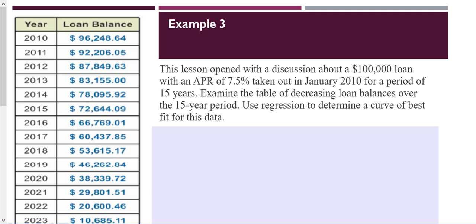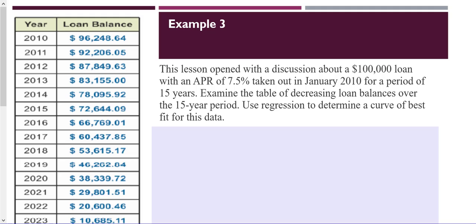In the last video for Unit 3, Learning Set 3, we're going to look at determining which regression line or curve best fits the data. This lesson opened with a discussion about a $100,000 loan with an APR of 7.5% taken out in January 2010 for a period of 15 years.